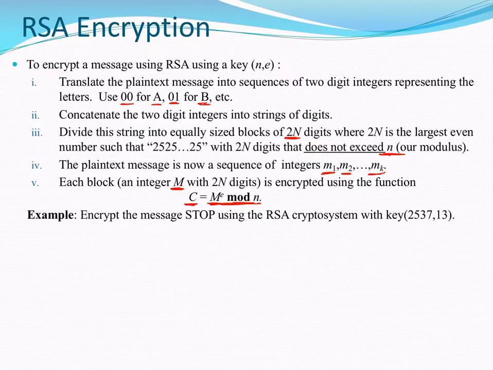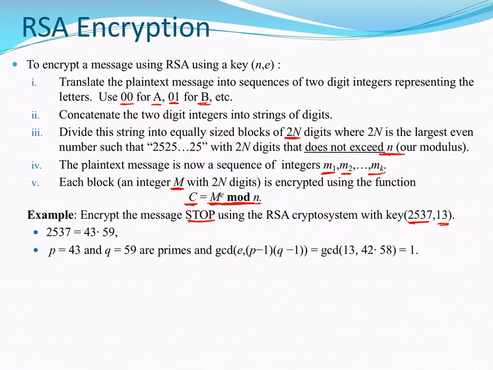We'll do an example. So here's the message STOP we want to send using RSA, and my key is n equal to 2537 and e is 13. 2537 is the product of these two primes, 43 and 59. e is selected to be relatively prime to p minus 1 and q minus 1. That is, 13 is relatively prime to the product of 42 and 58.